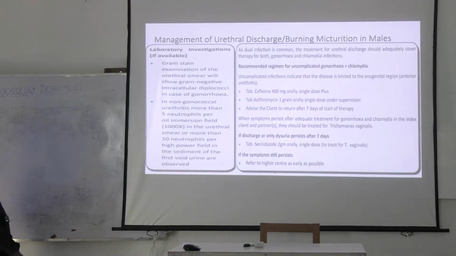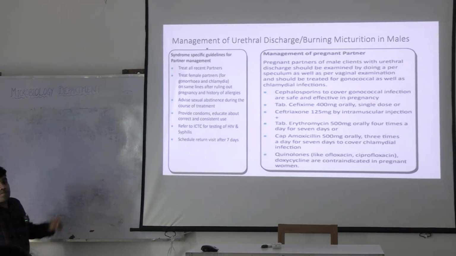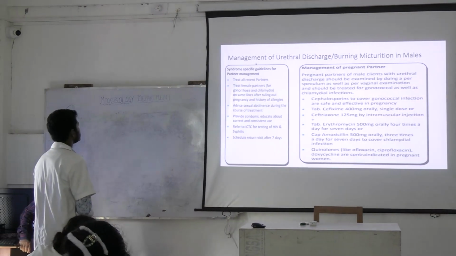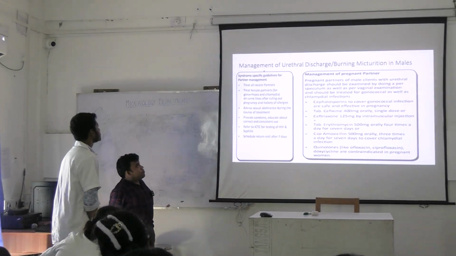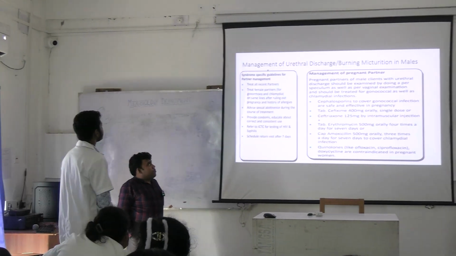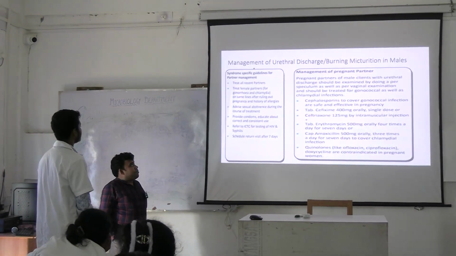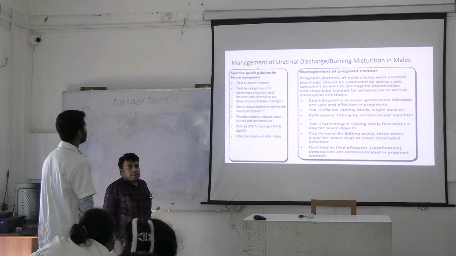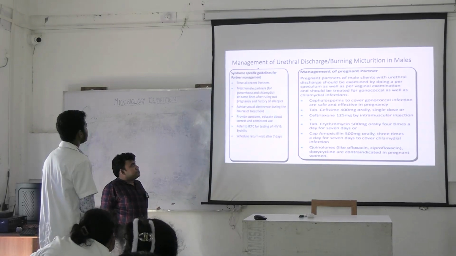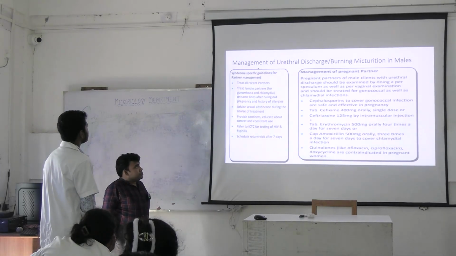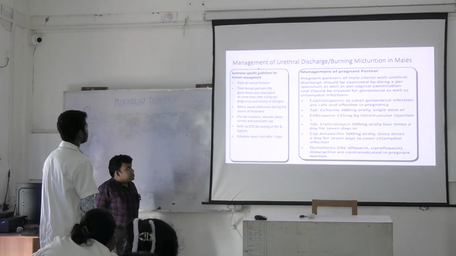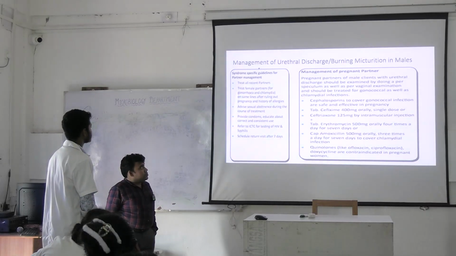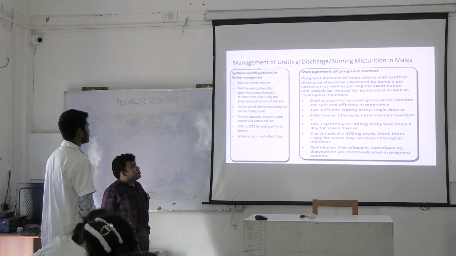Next part is symptom-specific guidelines for partner management. Treat all recent partners. Treat female partners for gonorrhea and chlamydia on the same lines after ruling out pregnancy and history of allergies. Advise sexual abstinence during the course of treatment. Provide condoms. Educate about correct and consistent use. Refer to ICTC for testing of HIV and syphilis. Schedule return visit after 7 days.